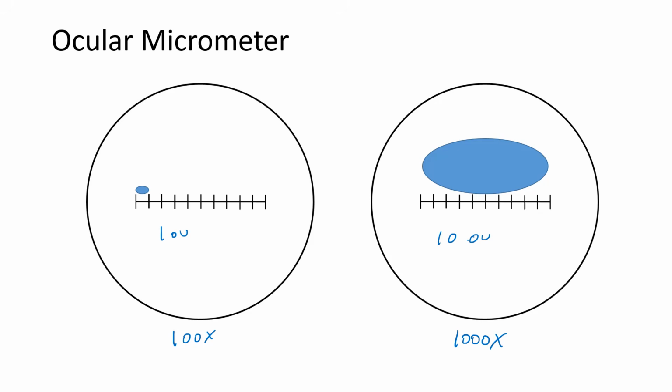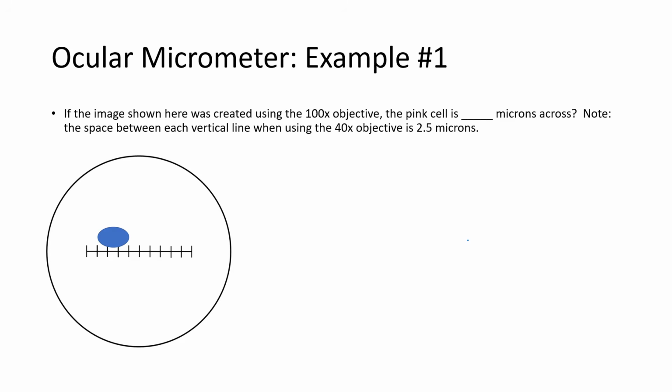We would actually use a slide that has a very small ruler essentially on it, a very tiny ruler, and then we could use that to determine the scale, the number of microns per ocular unit at any given magnification of that particular microscope. We would really only need to do this with one magnification, and then we can use some math to determine the scale at different magnifications, and that's what we're going to take a look at in this example. So, we'll do a couple of examples actually, and this is the first one.